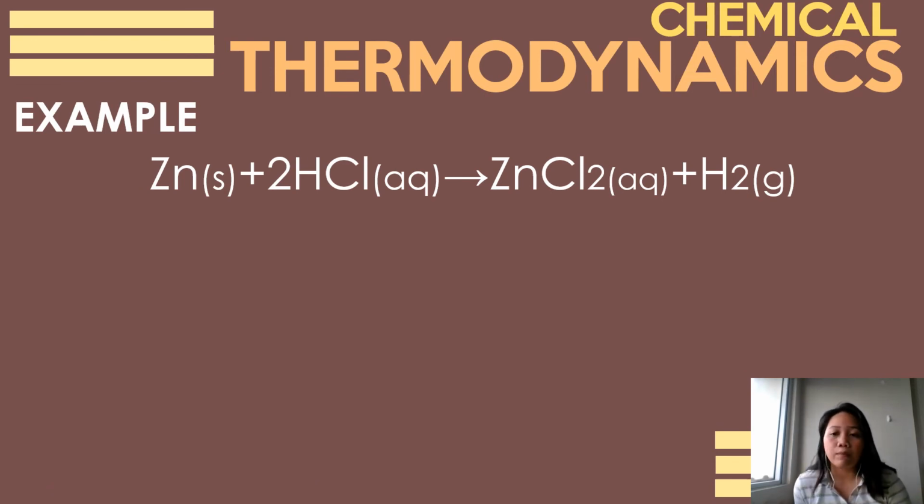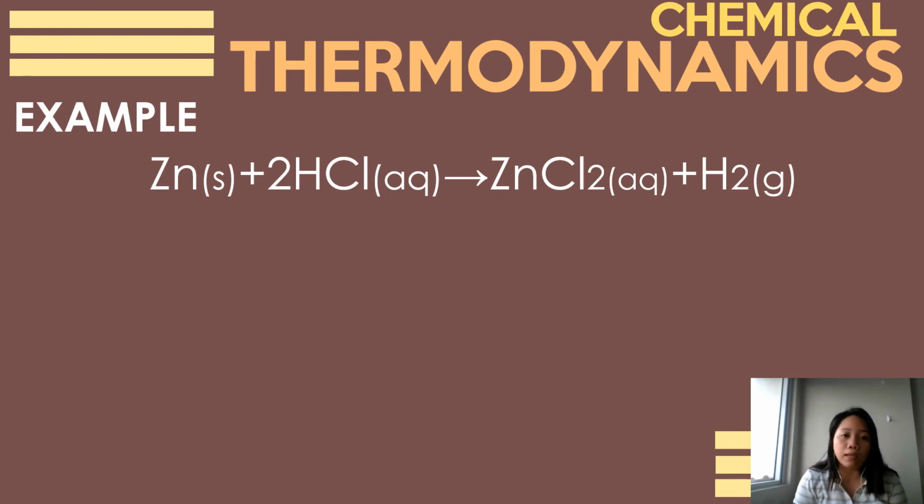Now let's have another example with regards to enthalpy. So you have here solid zinc added to hydrochloric acid in aqueous solution, producing zinc chloride and hydrogen gas. Now let me just give you a heads up that not every chemical reaction that we will be using is actually true. That means there is a possibility that it is not possible in a real life situation. So what we are having here is a hypothetical chemical equation. So we are just using this one for the sake of our discussion.